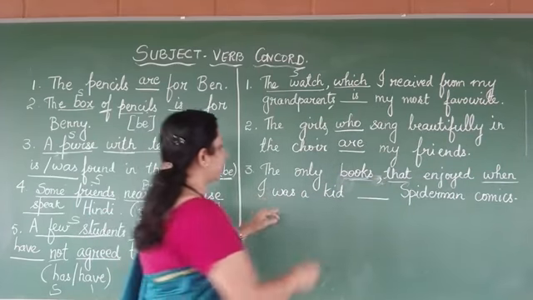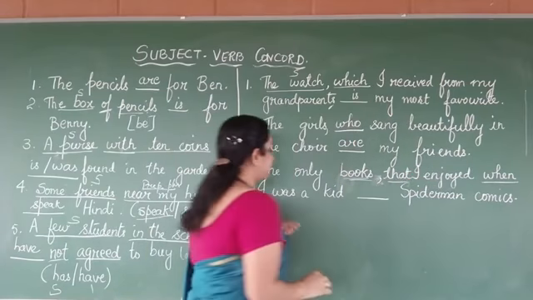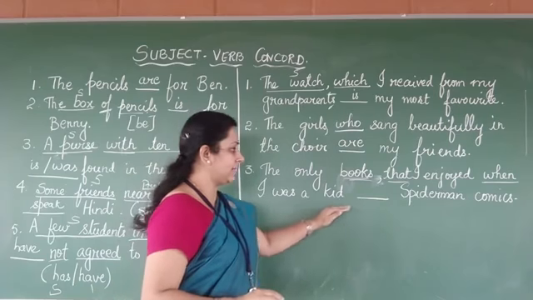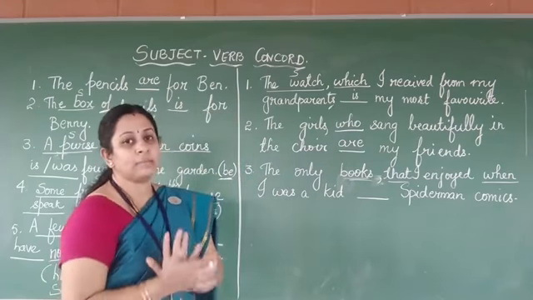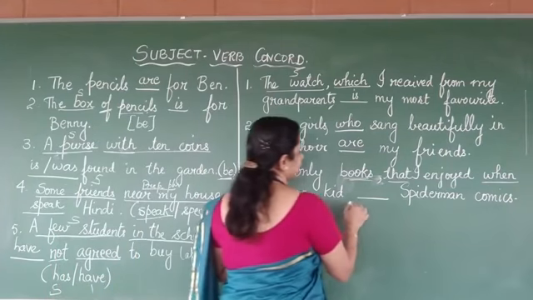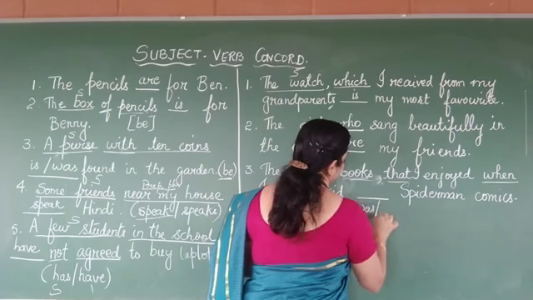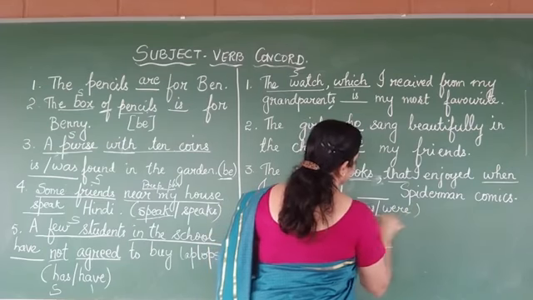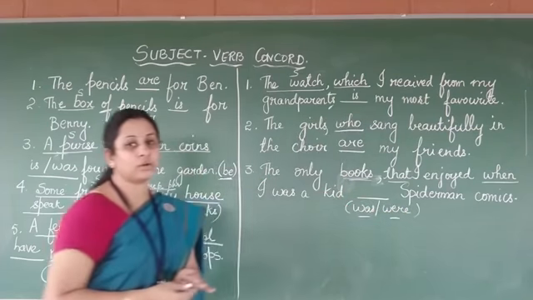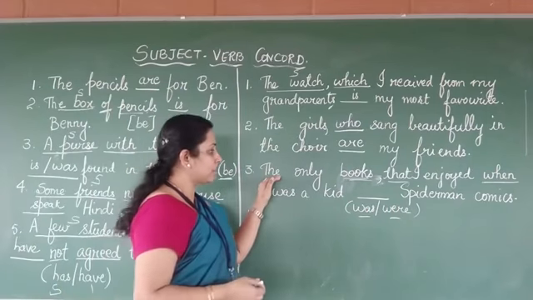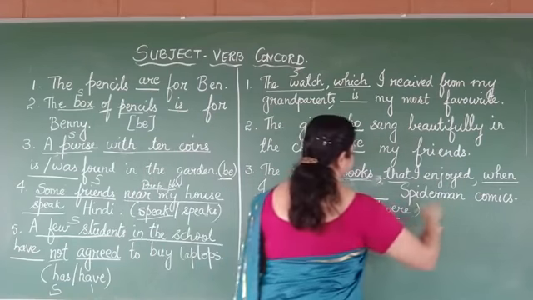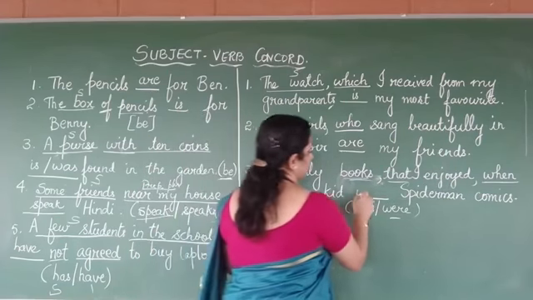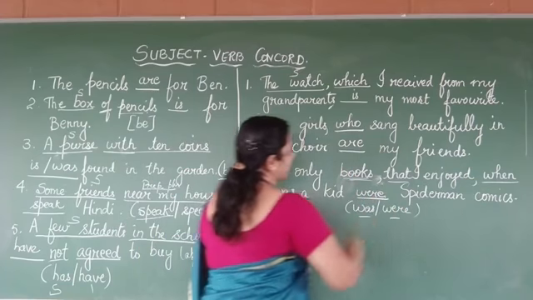Okay, the only books that I enjoyed when I was a kid dash Superman comics. So you tell me whether it is going to be was or were here. Analyze this sentence and tell me whether it is going to be was or were. The only books that I enjoyed as a kid were Spider-Man comics.